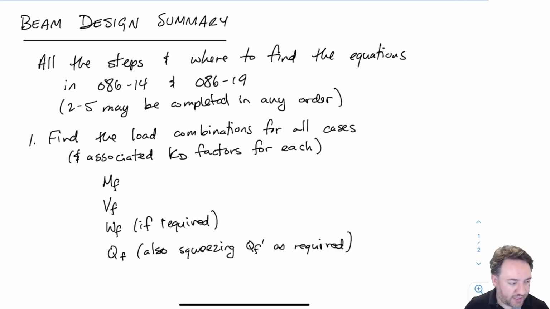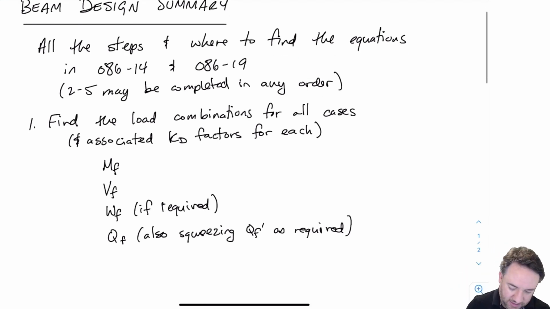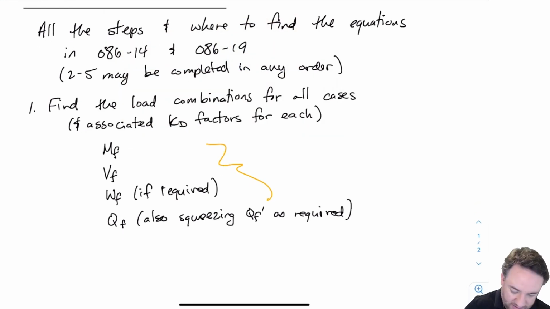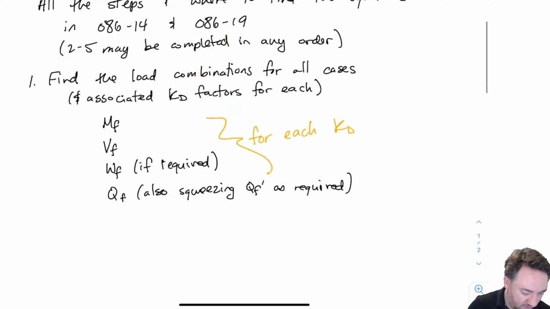And we require that for bearing, we have 2 different potential loads that we need to compare against. One is the total load at the bearing surface, and the other is what I have been calling the squeezing load, the load that goes directly from the top of the beam to the bottom of the beam. And for each of these, I need to find one value for each KD that I have in my problem. Okay, and then on top of all those, I also need to find the loads that are associated with serviceability.